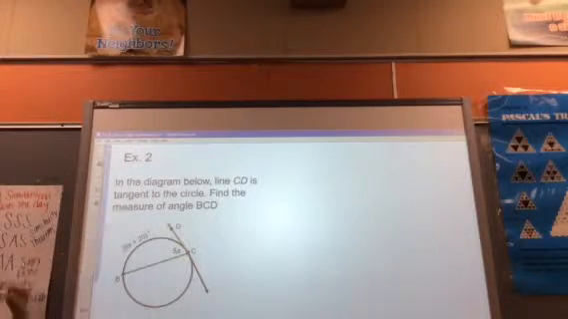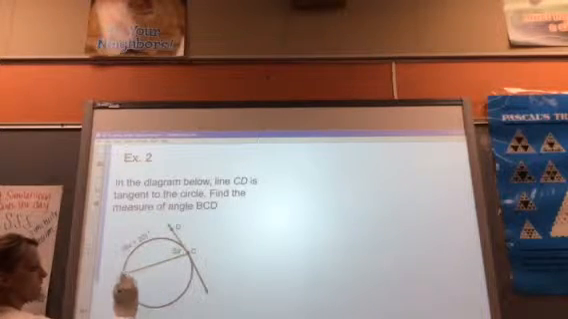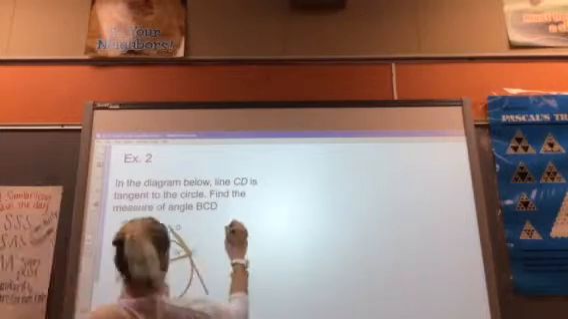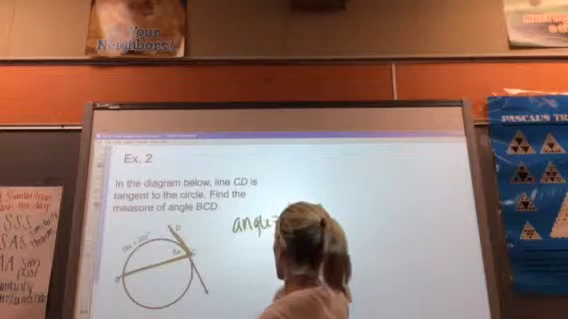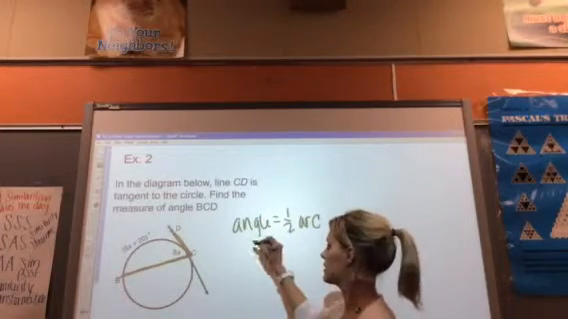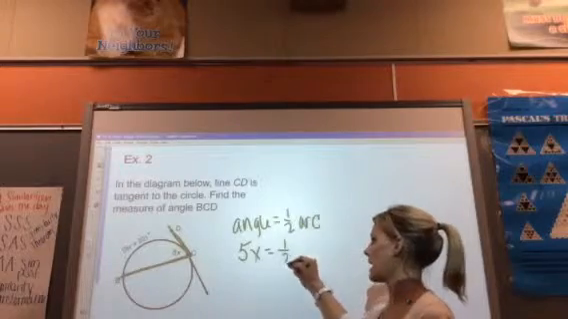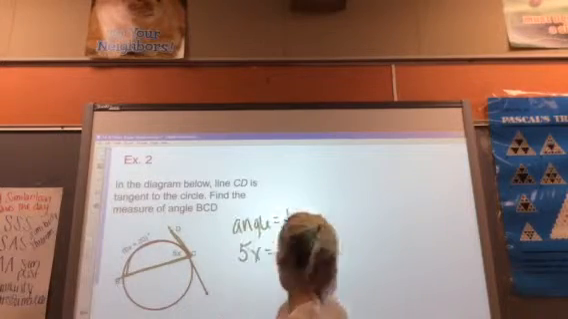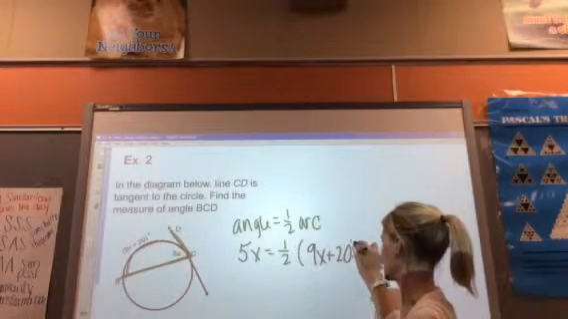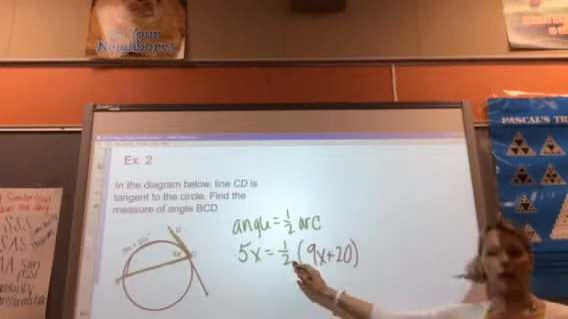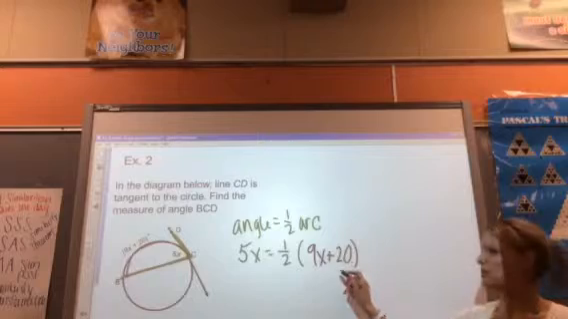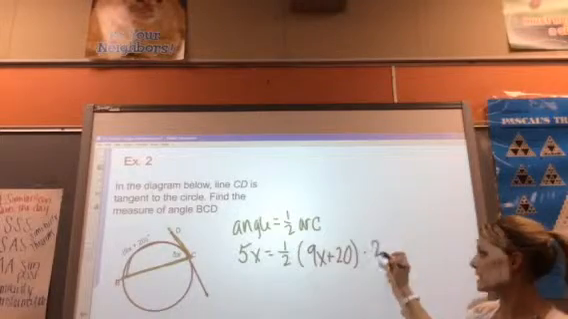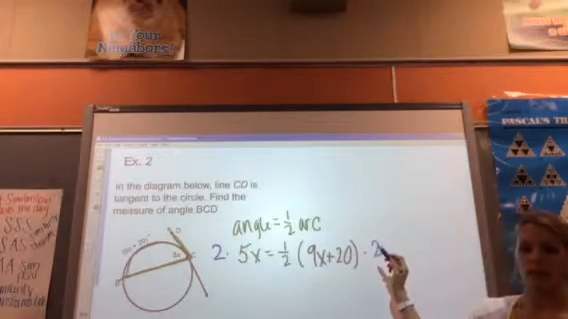Next, I need you to find the measure of this angle BCD. So using that same relationship, our angle is half the measure of the arc, and our angle here is 5x, and that's equal to half the measure of the arc, which is this 9x plus 20. Now you could distribute the 1/2 to the 9 and then to the 20, but that will leave you with a fraction here, 9/2. So instead of getting a fraction, I prefer to multiply both sides by 2, and then it cancels out this fraction.